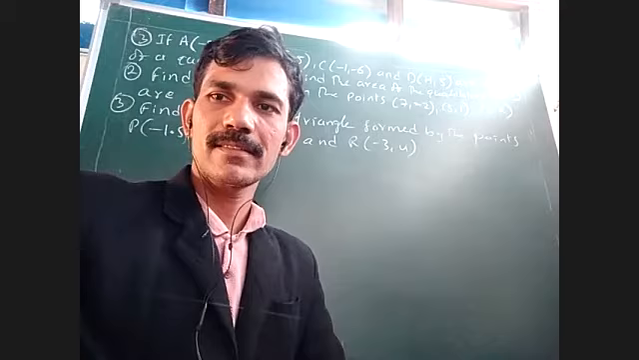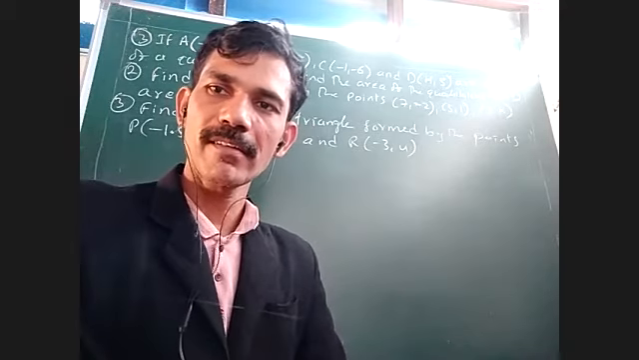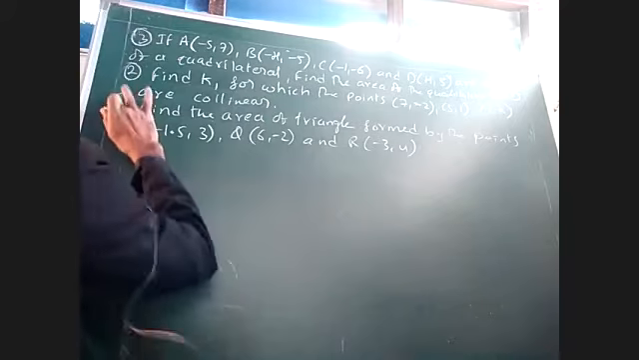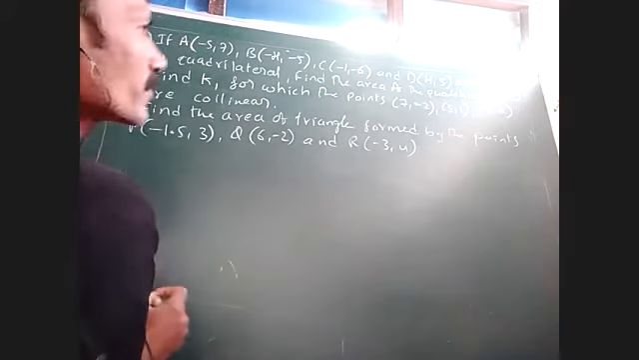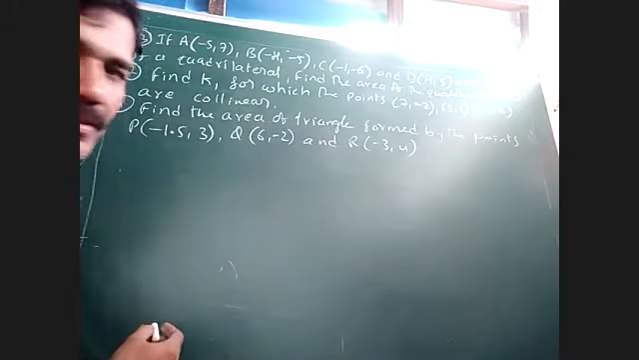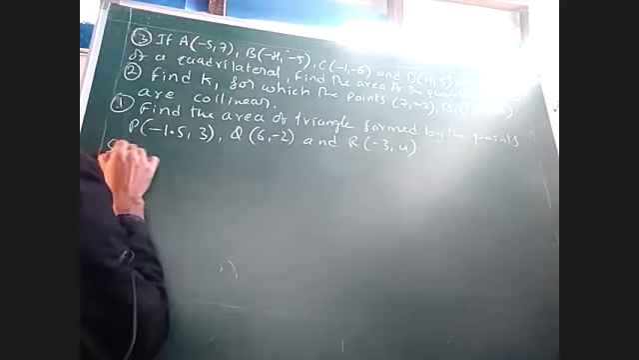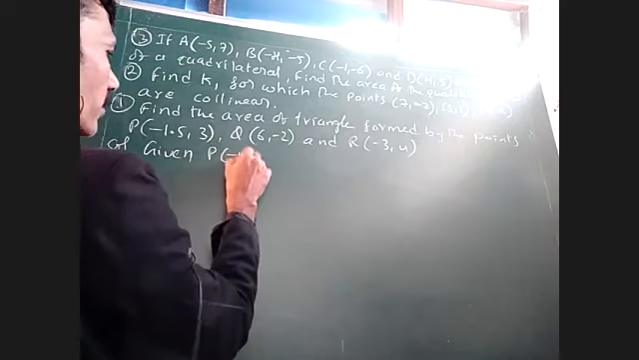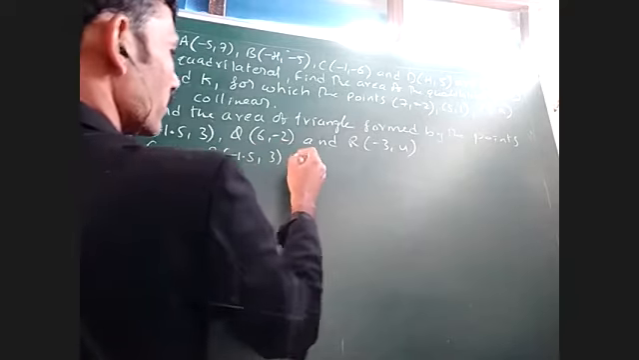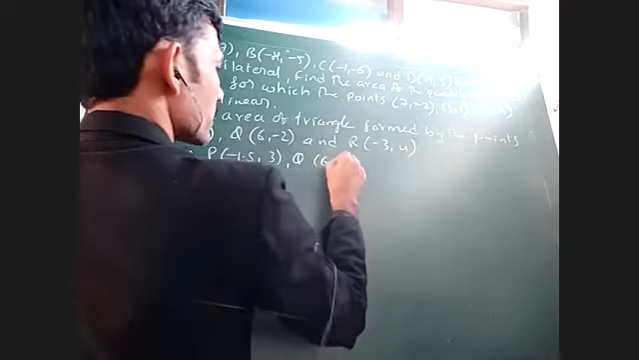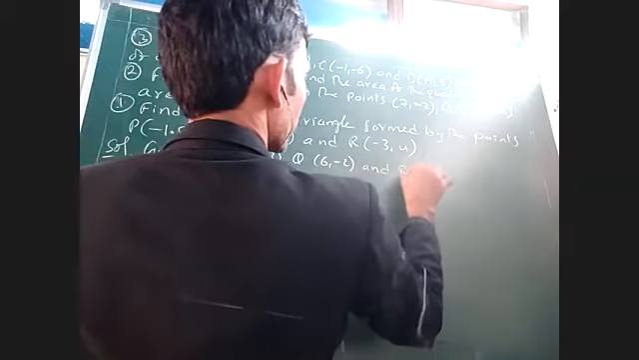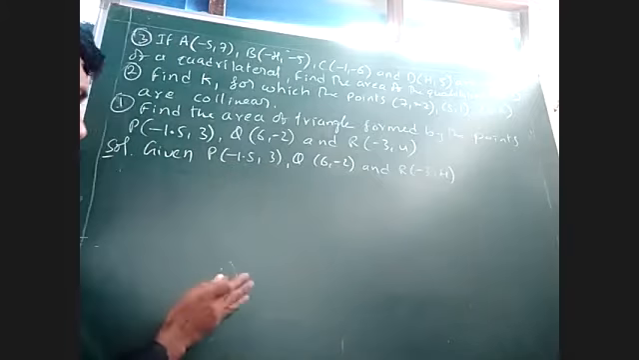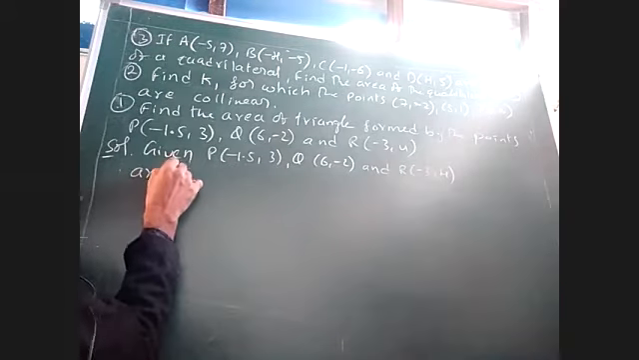Today we'll discuss a few questions on coordinate geometry on area of the triangle. Three questions we have selected. First question, find the area of the triangle formed by these points. Given P(-1.5, 3), Q(6, -2), and R(-3, 4). Three points are given, we have to find the area of triangle PQR.